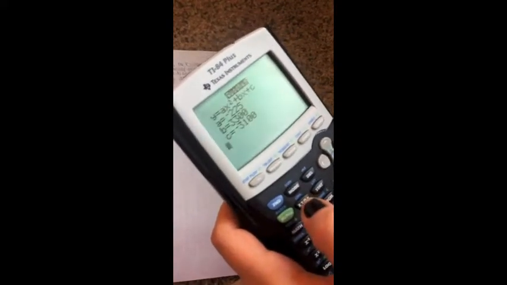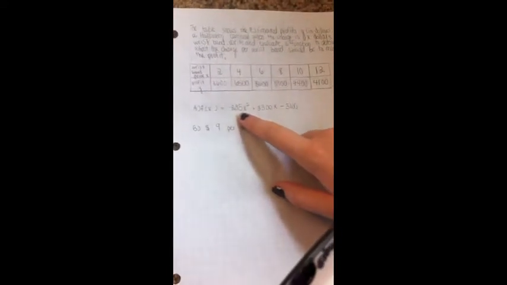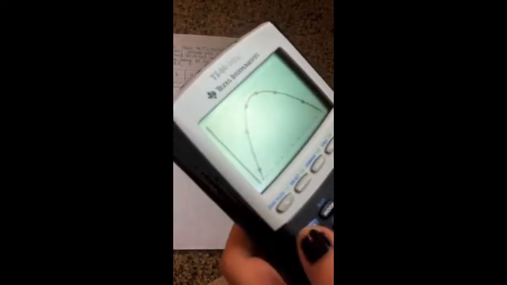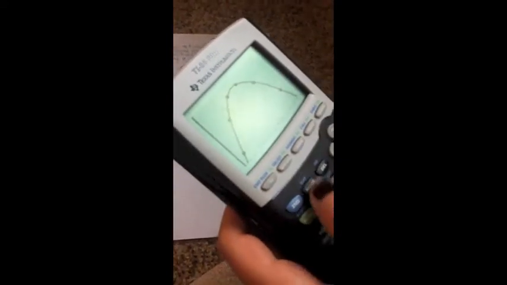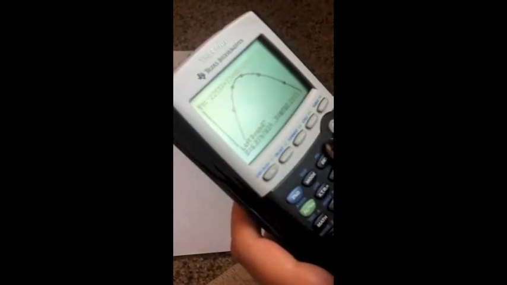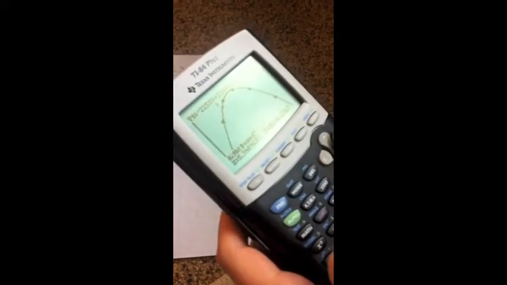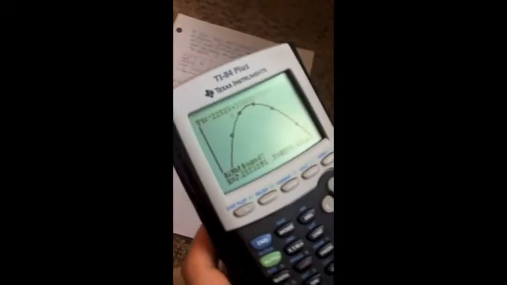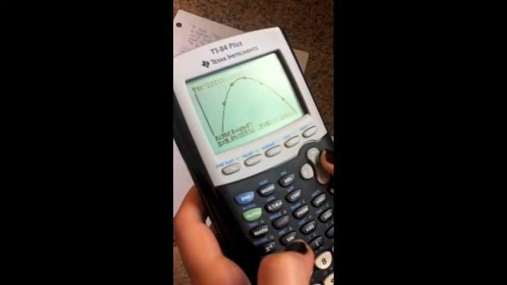And then it gives you your equation, which is f of x equals -225x squared plus 3,300x minus 3,100. And then you write down A, B, and C. Then you go to y equals and enter this into y1. And then you go to graph. After you go to graph, you go to second calc and go down to maximum because our parabola is facing down. Then you use the cursor to go to the left side, press enter, and then you use the cursor to go to the right side. And then enter.